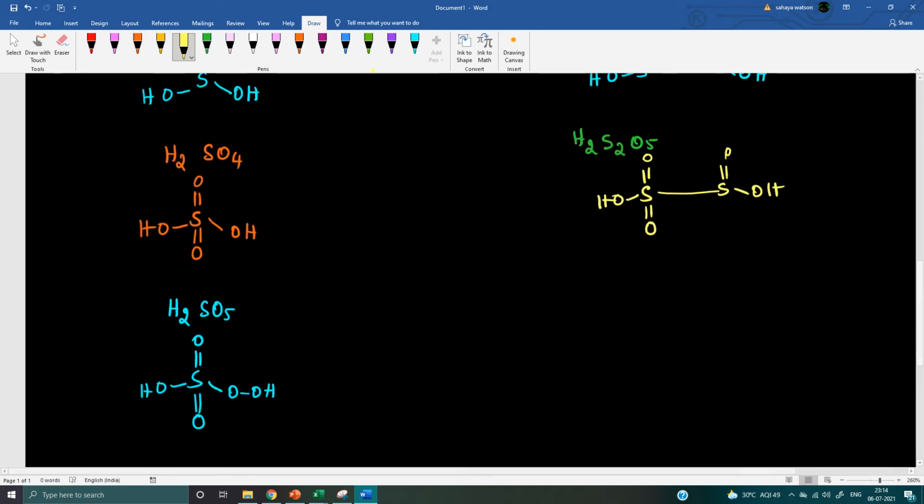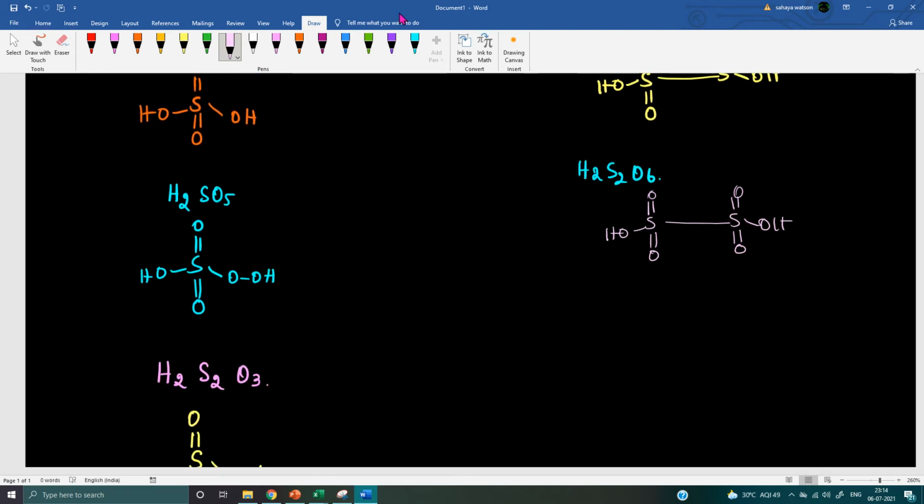So the next is H2S2O6. For this, first let me draw the basic units, 2 basic units. OH, again OH. Here this is connected, already one double bond O, another double bond O I am drawing on the other sulfur atom.